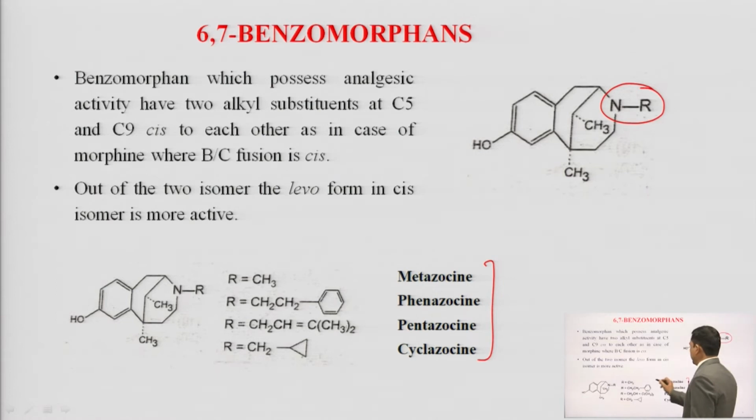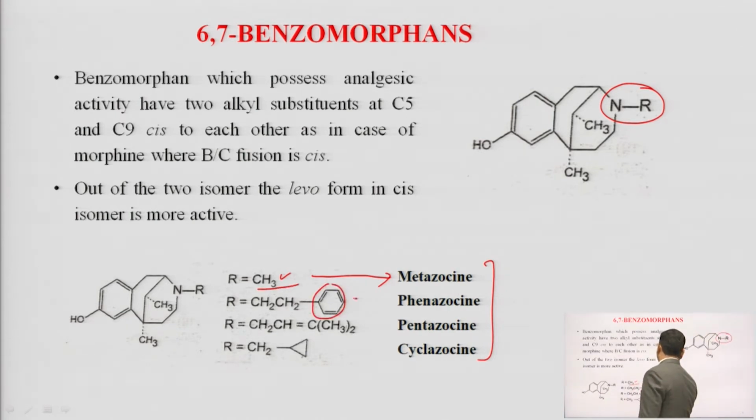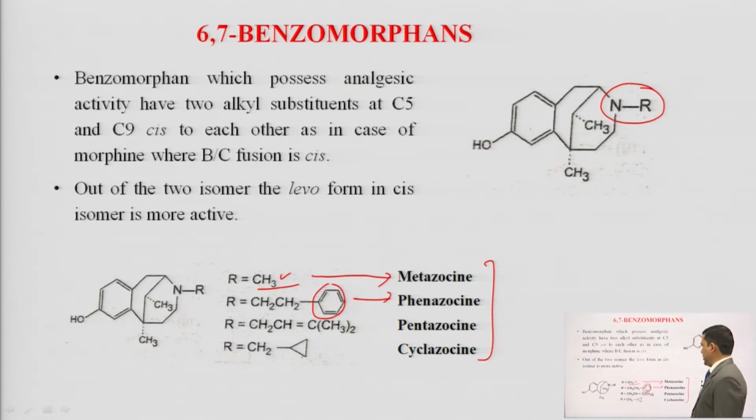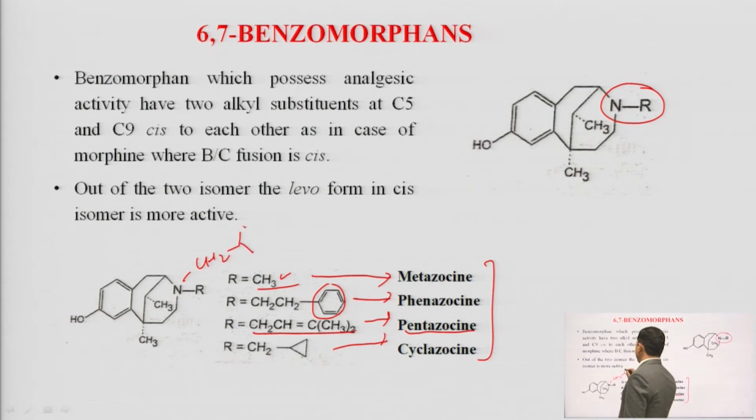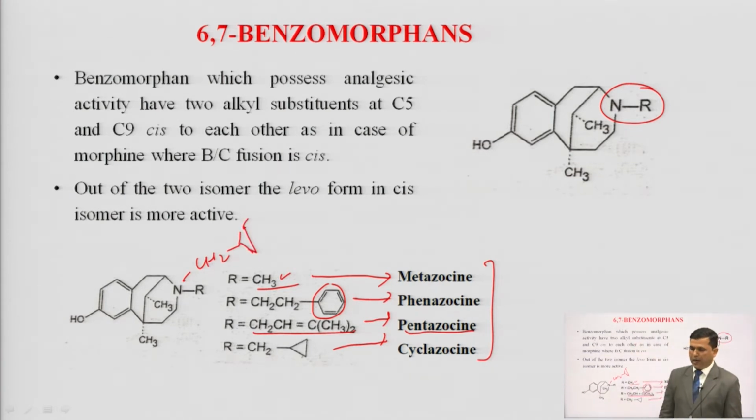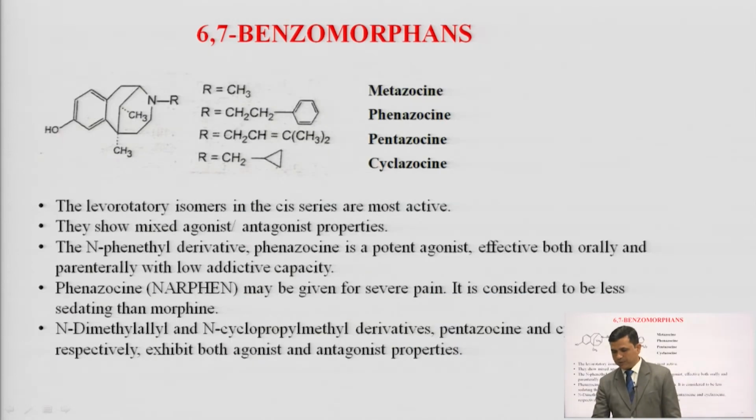If it is substituted with CH3, the name is metazocine. If it is substituted with phenyl ethyl, then it is phenazocine. Next is pentazocine, with CH2 CH double bond C CH3. Then cyclazocine, where the nitrogen is substituted with CH2 cyclopropyl methyl, that is cyclazocine.